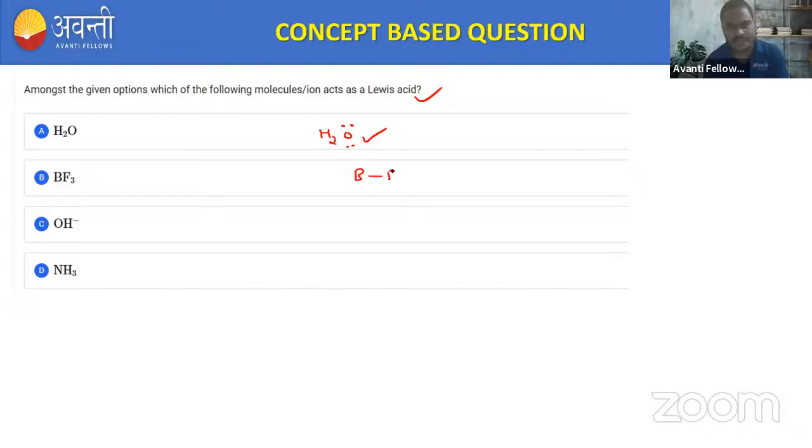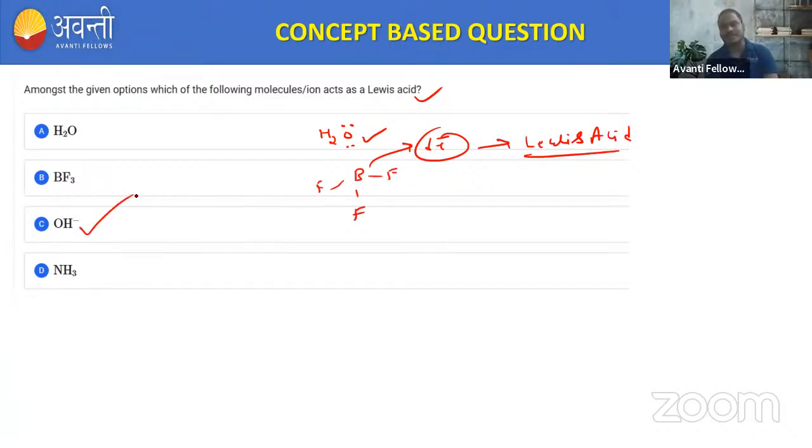In BF3, we have three fluorines, and boron has only six electrons, so its octet is incomplete. It behaves as a Lewis acid because it has a deficiency of electrons. Similarly, OH negative has extra electrons, and NH3 again has one lone pair, so they all behave as Lewis bases. So the only correct option is BF3. Only BF3 acts as a Lewis acid. This is a very simple question.